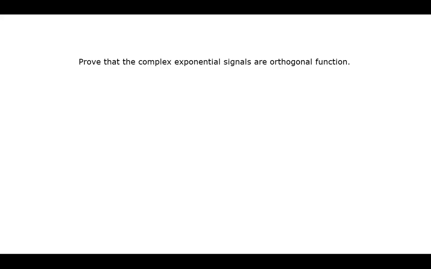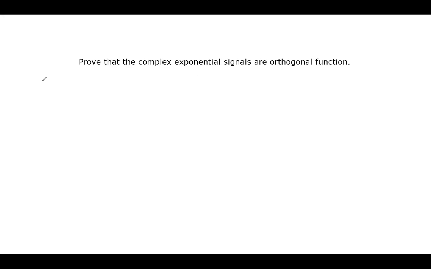So today we are going to discuss the exponential Fourier series. But before going to the exponential Fourier series, we would like to prove that the complex exponential signals are orthogonal functions. As we have learned in the previous chapter about orthogonal functions, in order to say that two signals are orthogonal to each other, the integration of their product should be equal to 0.